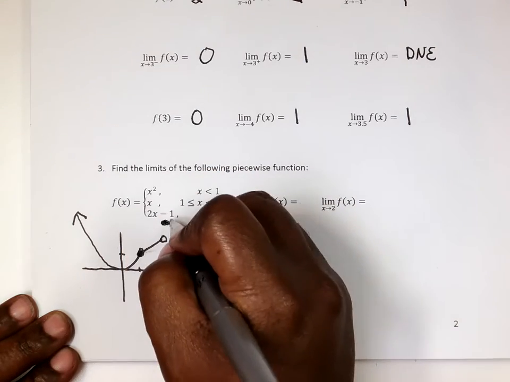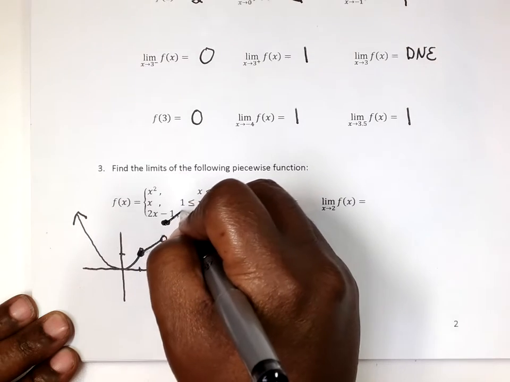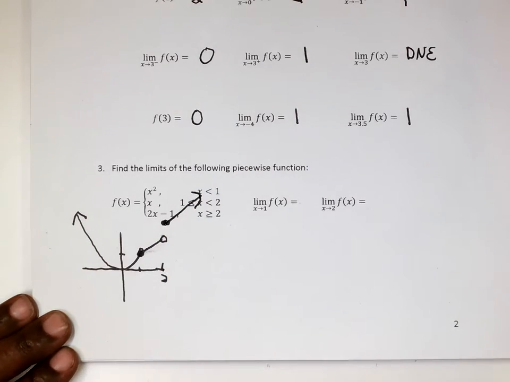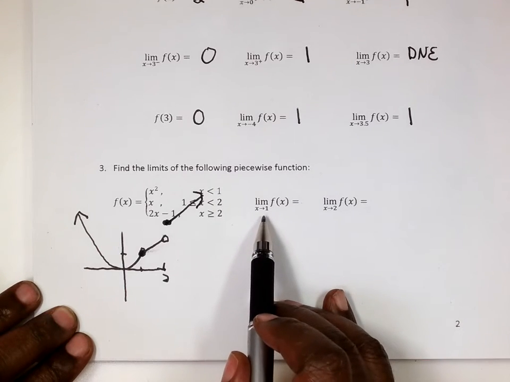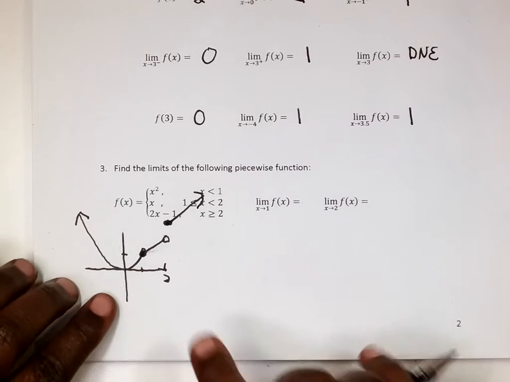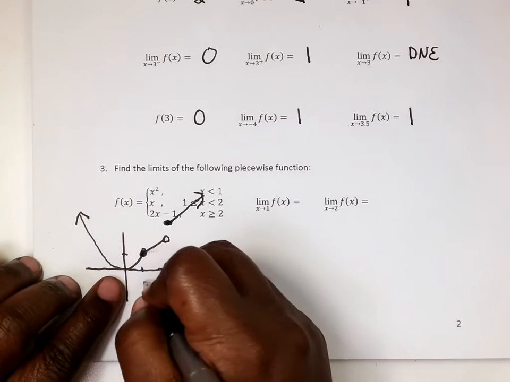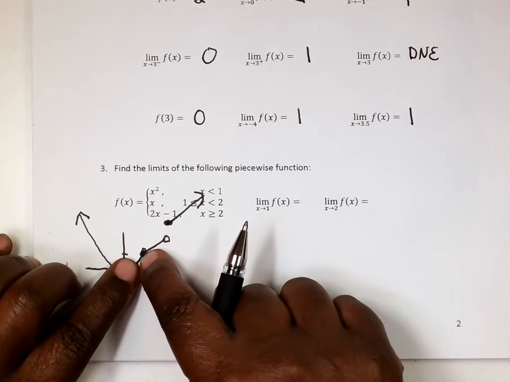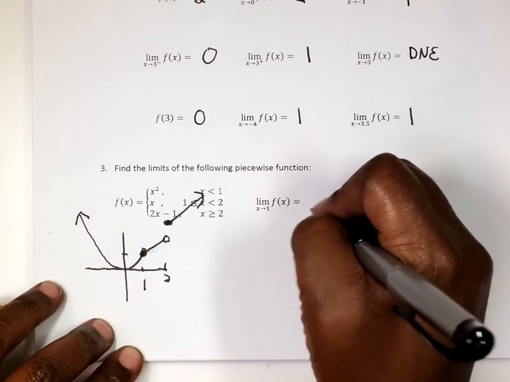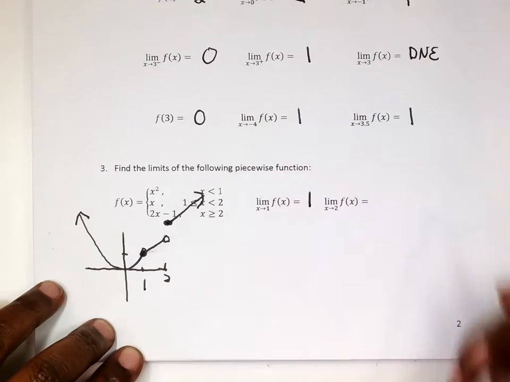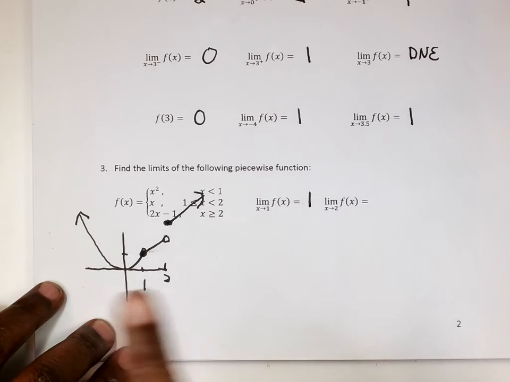And then the slope is 2. Sorry, I'm running into my graph there. So I want to look at the limit as x approaches 1. Here's 1 on my graph. If I approach it from the left or the right, it's going to the same value, so that's equal to 1. And I'm going to show you how to do it without the graph in a second.